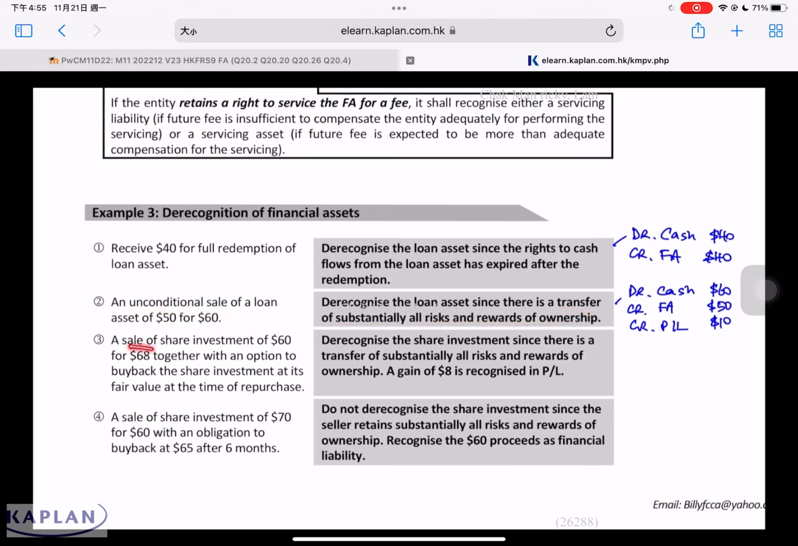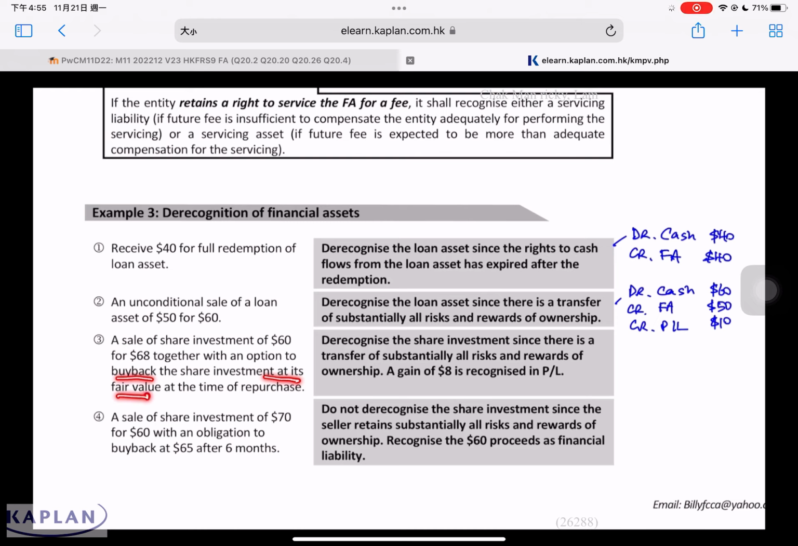Number 3, the sale of share investment of 60 for 68. This 60 is the carrying value, the 68 is the proceeds, with an option to buy back the share investment at fair value at the time of repurchase. We sell the assets with a right to buy back, but the right to buy back is at fair value. It means in 1 year's time, if I buy back, if the share price equals $100, I have to pay $100 to buy back from the buyer. If I don't buy back from the buyer, I can buy from anyone.